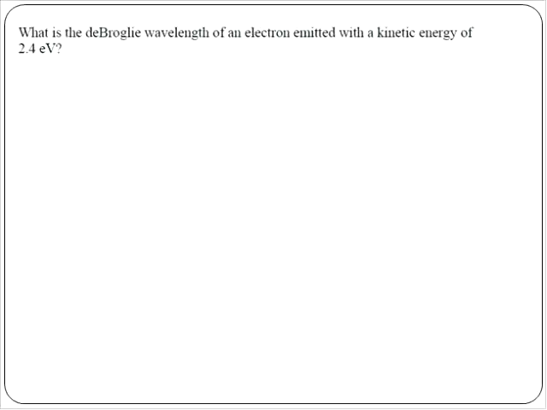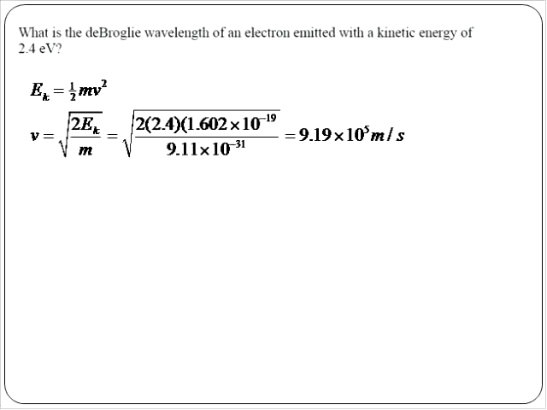Try this one. What is the de Broglie wavelength of an electron with a kinetic energy of 2.4 electron volts? Now that one's a little different. First thing we have to do is say Ek equals a half mv squared. So if we want to know the de Broglie wavelength, the first thing we've got to do is figure out how fast that electron is going. And that's easy enough to do. We can say v equals, rearranging the equation, the square root of 2 Ek over m. Work it all out. You get 9.19 times 10 to the power of 5.